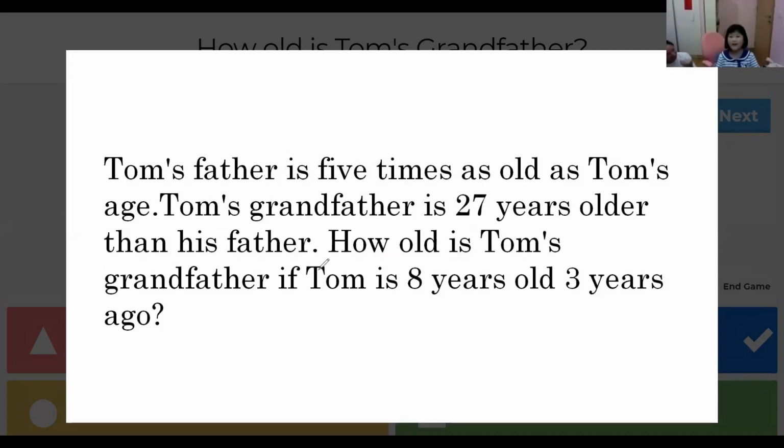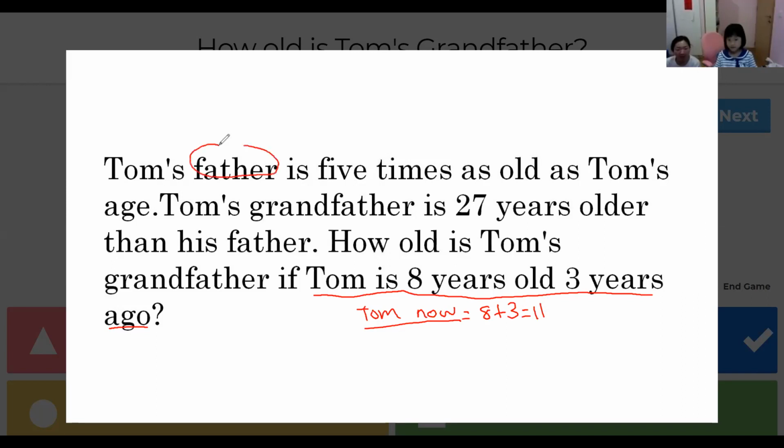Okay, quiet down, okay? Now, first, the sentence you should look at is this sentence. Tom is 8 years old 3 years ago. Why do I give you this clue? So that I can find how old Tom is now. What is Tom's age now? 11. Okay, so it is 8 plus 3 equals 11 now. But Tom's father is 5 times. So how old is Tom's father?